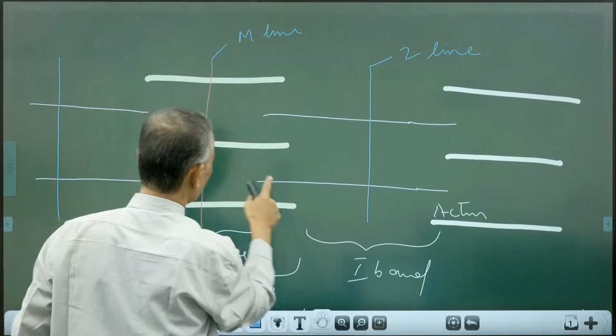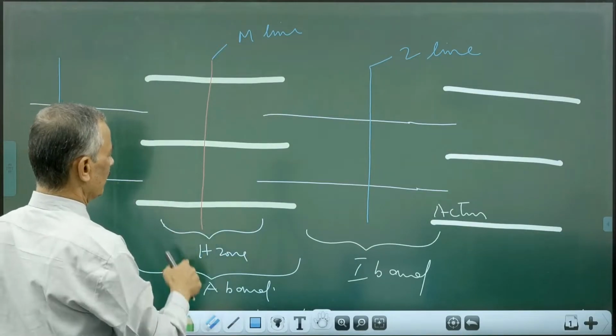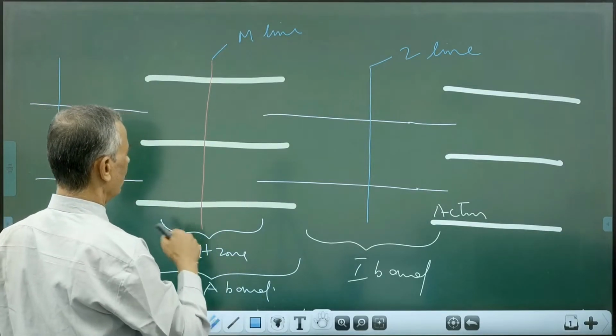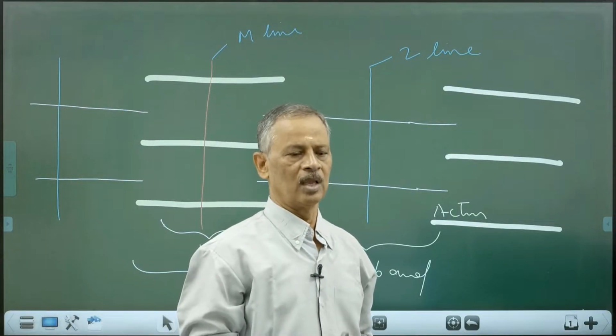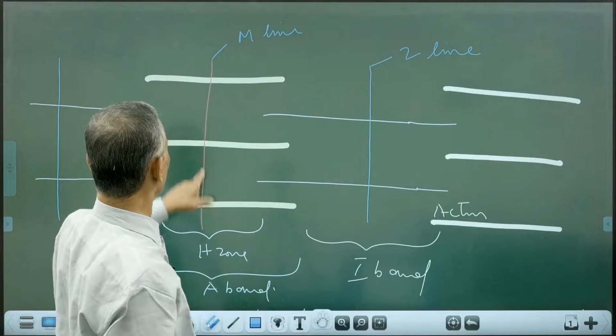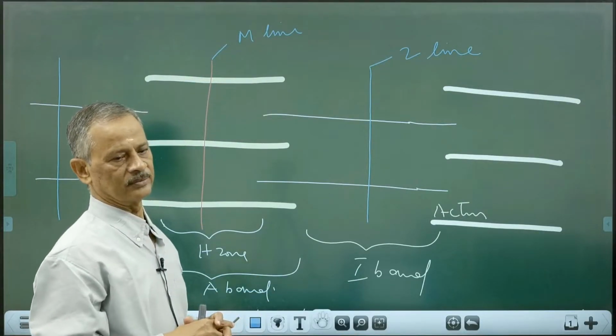The thin filaments are arranged one after another. That gap between the thin filaments is called H zone, Hensen's zone. And it is in the middle of that Hensen's zone, or H zone, that you are having the M line.